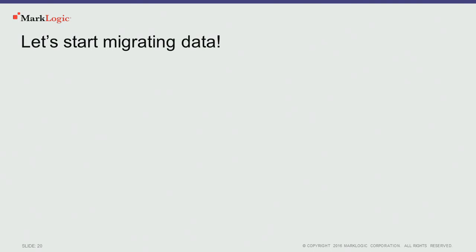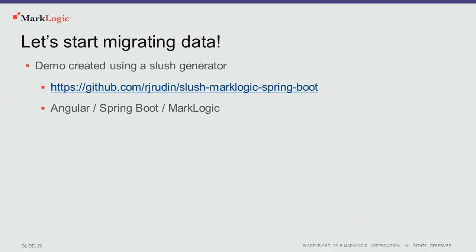All right, so we're going to start migrating data. This demonstration was created using a slush generator that you heard about. I used a slight variant. One of the nice things about the slush generator is you can start with it and very easily customize it to use different middleware. In this case, I'm using a Java middle tier because I'm going to use a Java-based ETL tool to help me out with the extraction and loading into MarkLogic.